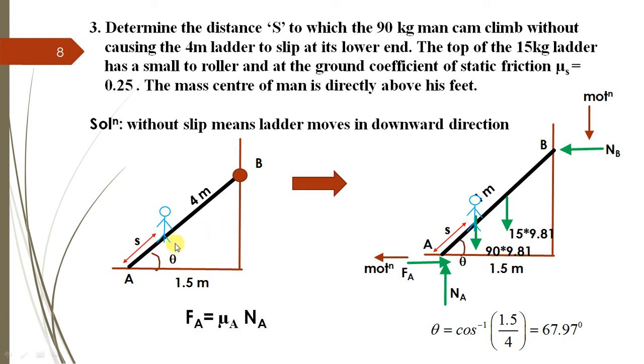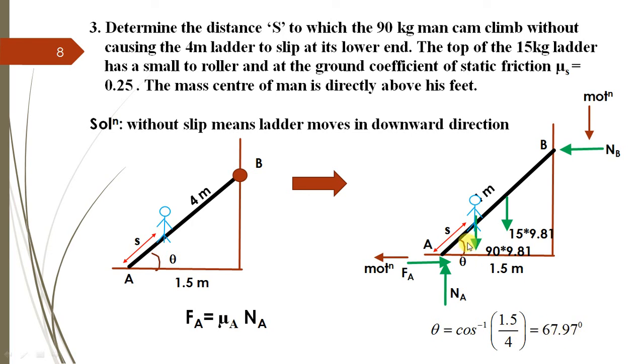Now this ladder, this distance is given as 1.5 meter and the length of the ladder is given as 4 meter. Are we able to find out this theta? Adjacent side is known, hypotenuse is known. So cos of theta is nothing but adjacent upon hypotenuse. So theta is equal to cos inverse of 1.5 upon 4. So that angle is 67.97.